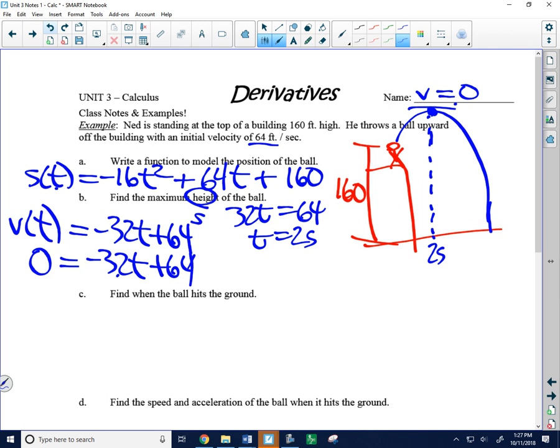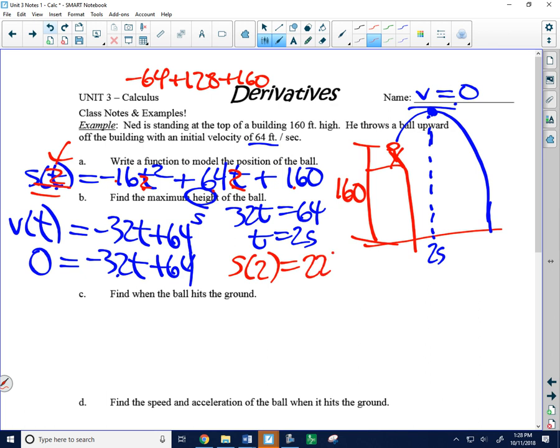Finally, find the maximum height. So we plug in 2, because this is a function. We can get the height as long as we have the time. So now I plug in 2 for time. So really I'll write this as s of 2. Find the position after 2 seconds. Okay, so here, order of operations. 2 squared is 4. Times negative 16 is negative 64. Plus 2 times 64 is 128. And then plus 160. When you add those together, 224 feet.